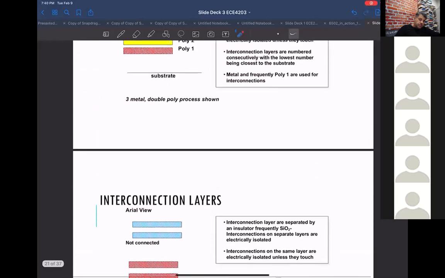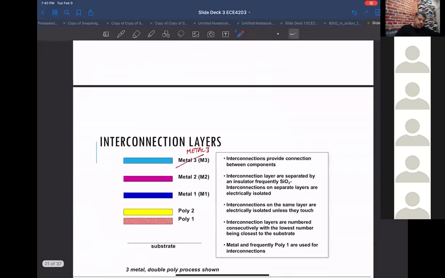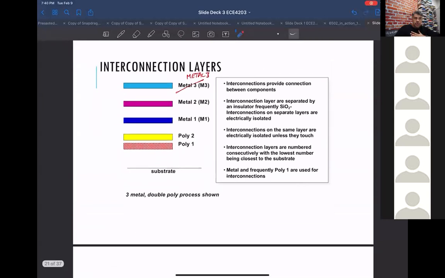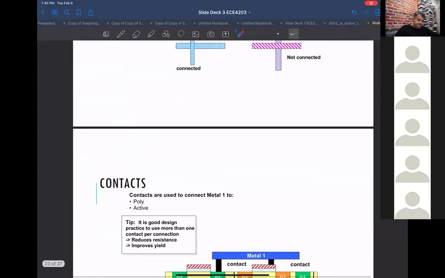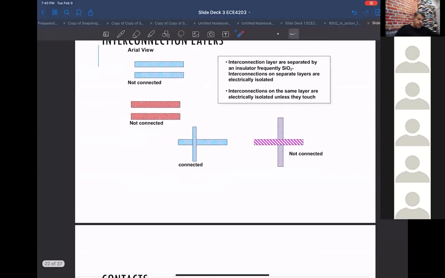Okay, so any questions so far about this aerial view? You draw these masks in your computer-aided design tool, the foundry takes those and makes the actual physical masks, and they use them in these different process steps to build up your transistors and your connections between the transistors. Okay, so those are a few things there.